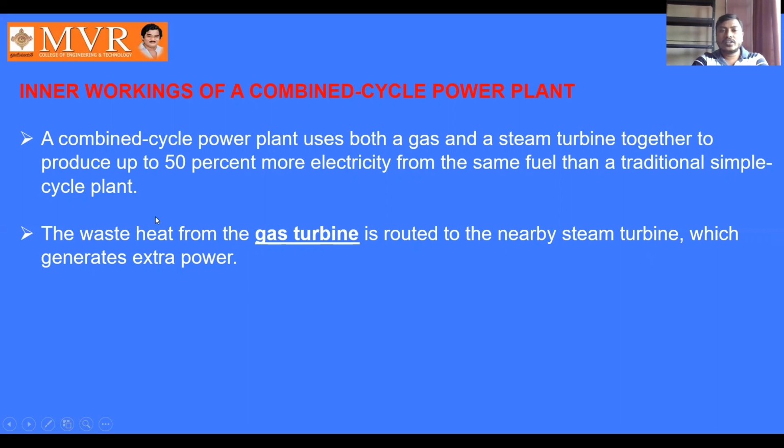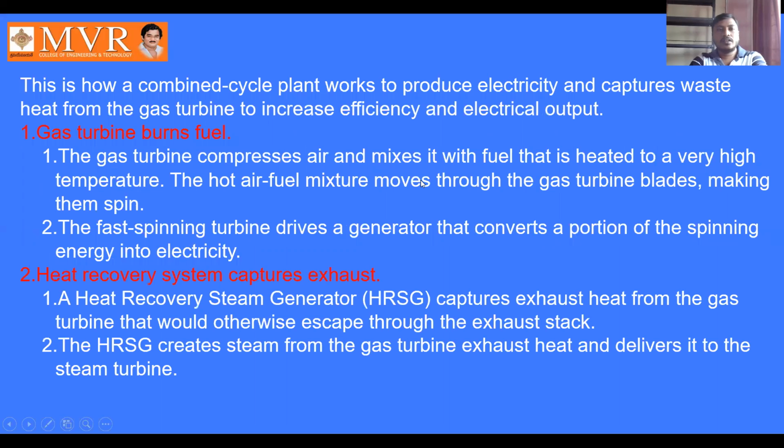The waste heat which is coming out from the gas turbine is routed to the steam turbine. This is about the combined cycle power plant, where we are combining the gas turbine and the steam turbine, transferring the waste heat from the gas turbine into the steam turbine for generating 50% more electricity. This is how a combined cycle plant works to produce electricity and capture heat from the gas turbine to increase the efficiency and electrical output.